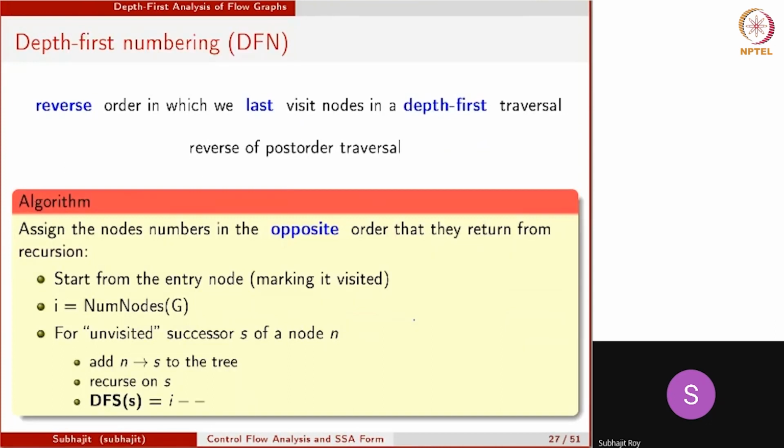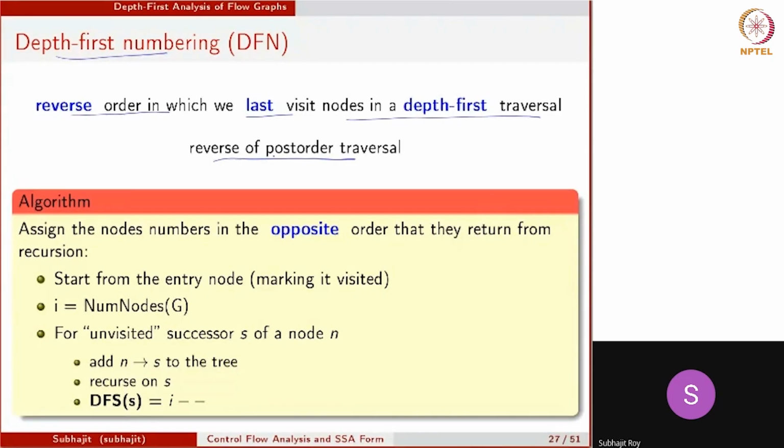Okay. So now the next thing is that we define what is called a depth first number. A depth first number is a number which is the reverse of the order in which we last visit a node in its depth first traversal. If you do a depth first traversal, a node might be hit multiple times and exited multiple times; the last time it comes out of that, it is not hit anymore. If you reverse that order, that becomes the depth first number. In some sense, it is the reverse of the post order traversal. You construct the post order of your nodes and just reverse it. That gives you a number for every node in the graph, and that is what is referred to as a depth first number.